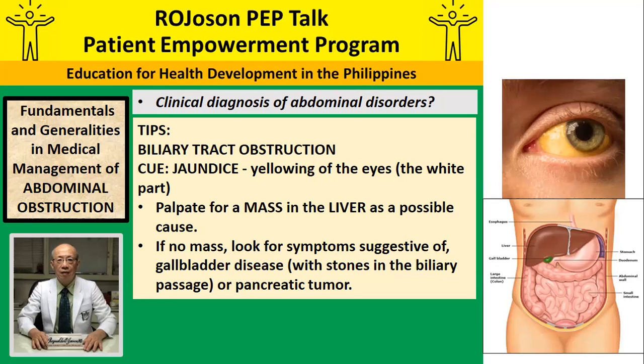If there is no mass, then you look for symptoms of gallbladder disease, with stones in the biliary tract passage, or a pancreatic tumor. So if there is no mass, explore further and look for symptoms that might suggest gallbladder disease, usually right upper quadrant pain, or a pancreatic tumor, if the patient is manifesting signs and symptoms of pancreatitis.